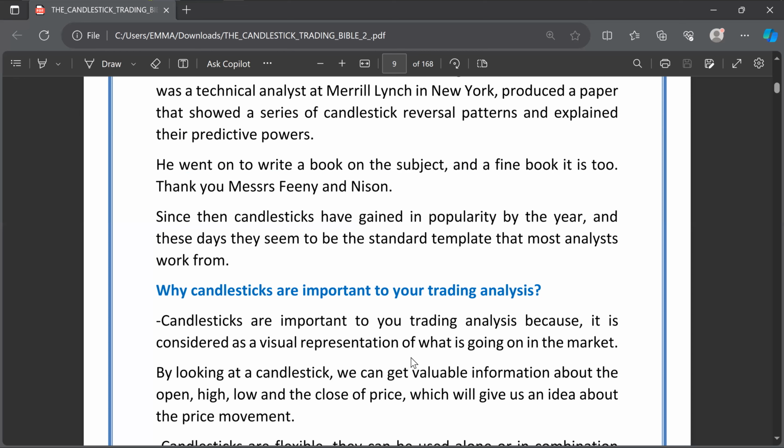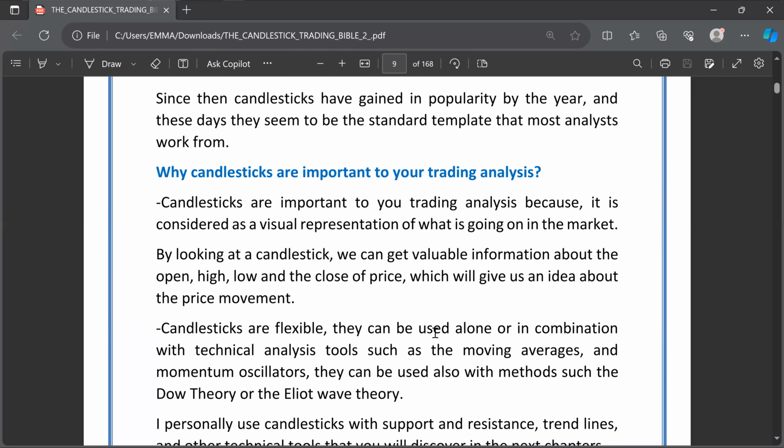You have to get a firm grip, a good understanding of this. So that is it. Now, why are candlesticks important to your trading analysis? Candlesticks are important to your trading analysis because they are considered a visual representation of what is going on in the market. Like I said earlier, technical analysis or charts are a reflection, a representation of whatever is happening in the market in real time. So that is what a chart is about.